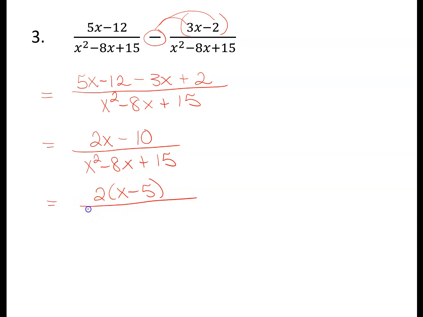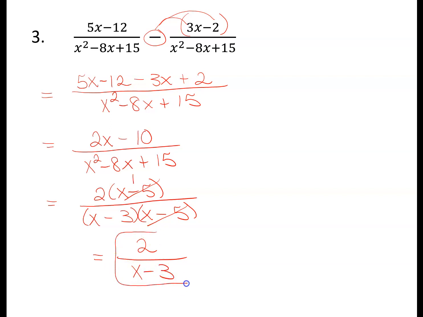And on bottom, I'm going to factor my trinomial. We know it's x and x. We need factors of 15 that add to be 8. Those are going to be 3 and 5. Same signs, both minus. Now we do have a common factor. We've got this x minus 5 that's in common, so we can divide that out. It would just equal 1. So now on the top, I have 2 times 1, which is 2. And on the bottom, just the x minus 3.